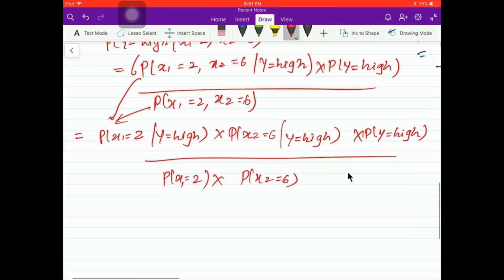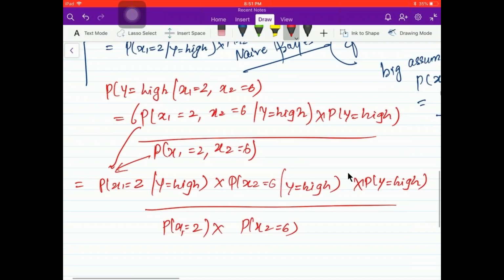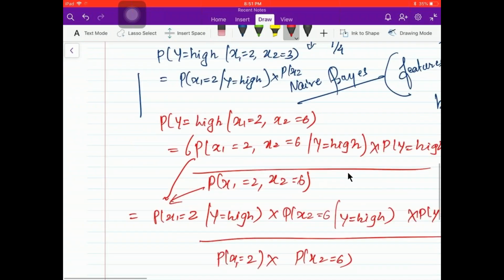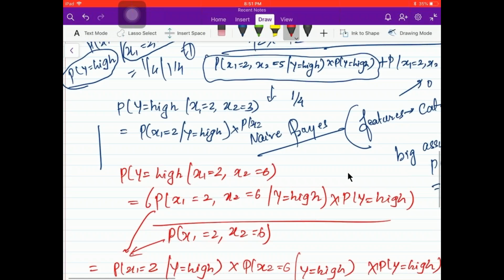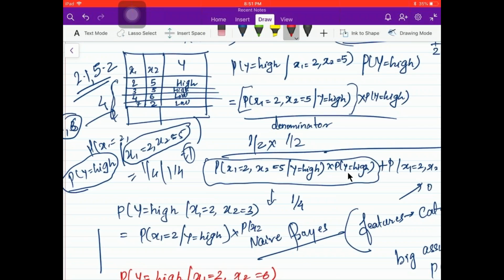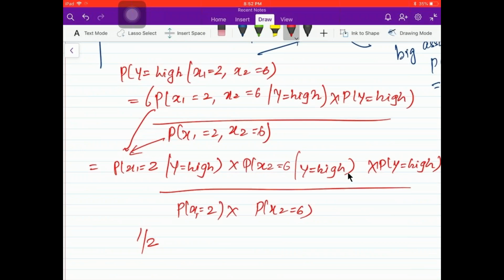Now let's go back. It's 2. y equal to high is 2 occurrences. So this is 1 by 2, right? What is the probability of x2 equal to 6 and y equal to high? X2 equal to 6, y equal to high is 0, right? So this is 0. So on top, this is also 0.